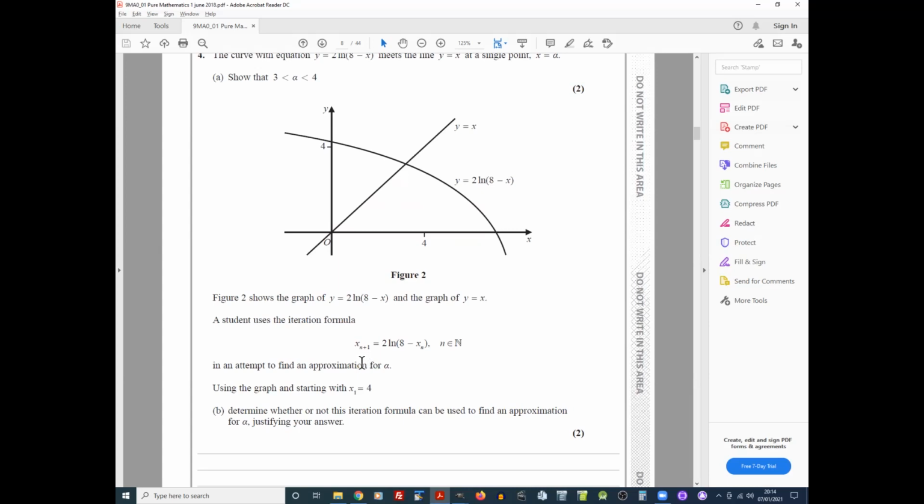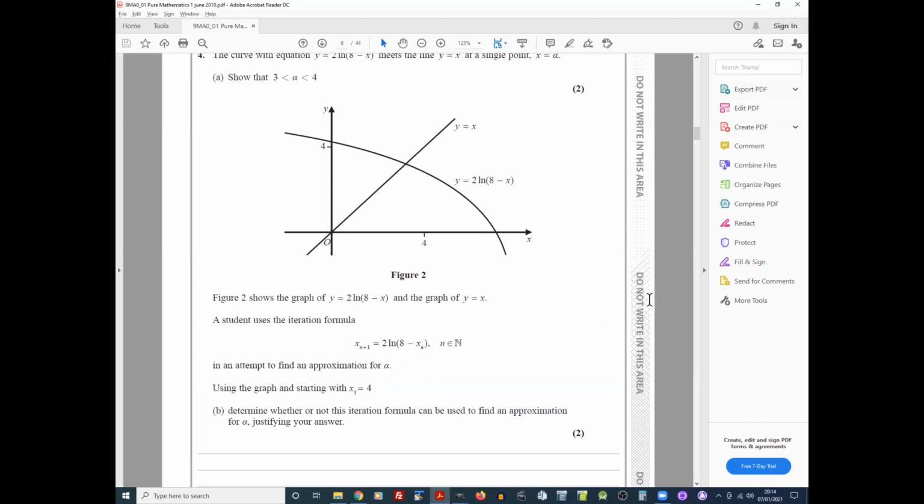Sometimes this happens. If you failed to make x the subject, because you've still got an x over here, you might have a perfectly good iteration formula for getting progressively closer to your solution. Nonetheless, that's how these iteration formulae work when they do work. So each next improved value of x is 2 times the natural log of 8 minus the previous approximation.